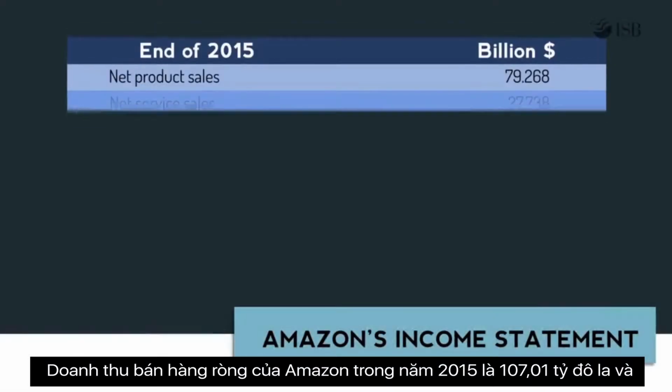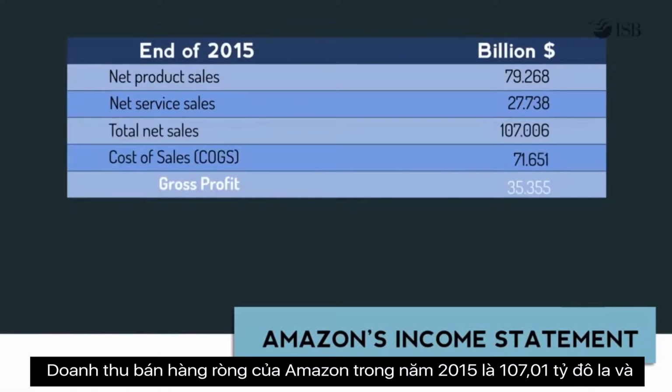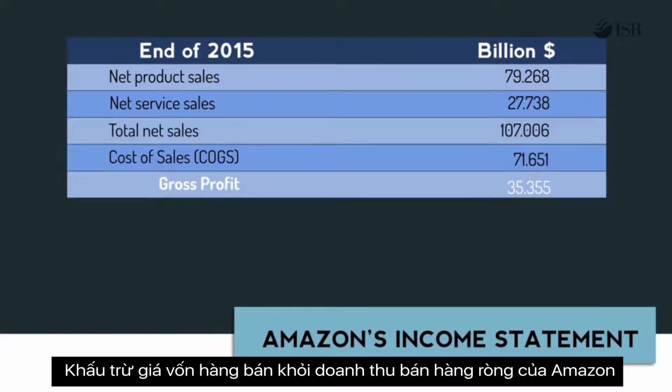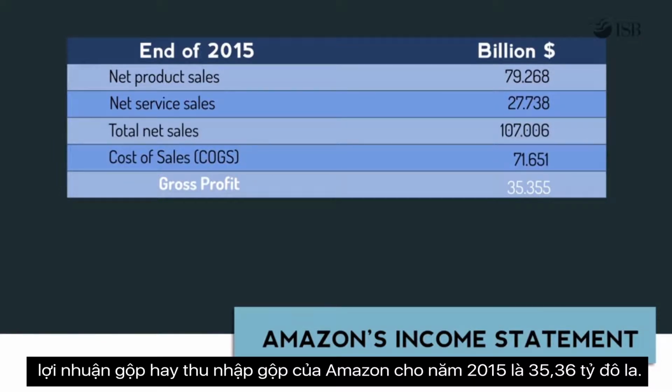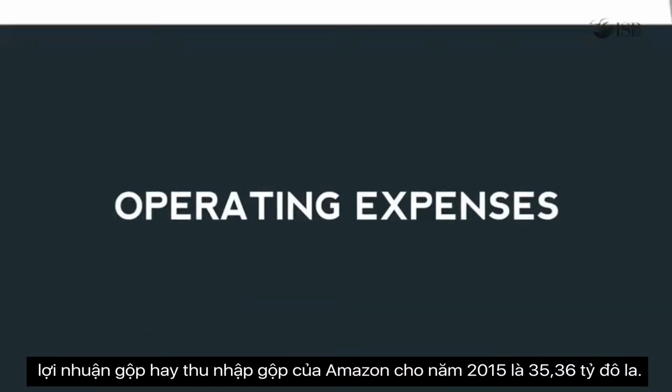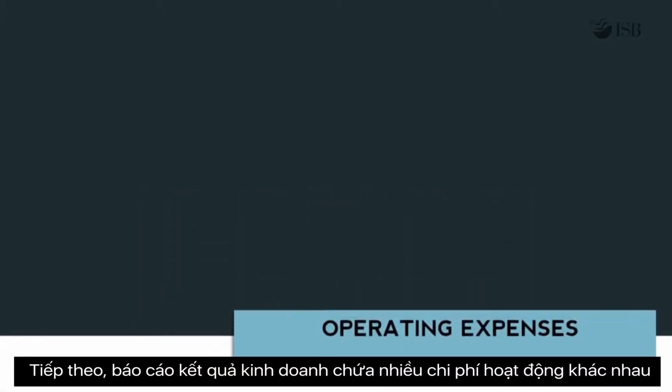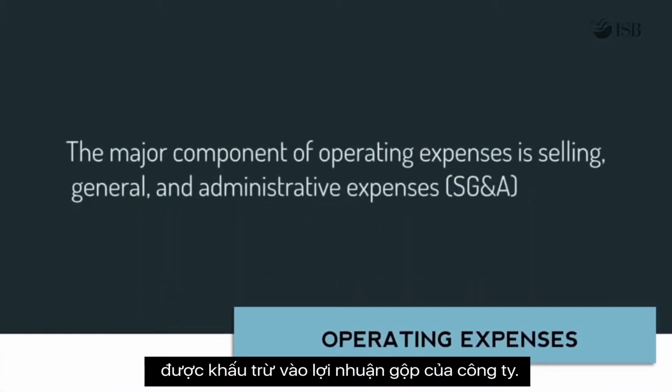Amazon's net sales in 2015 were $107.01 billion and its COGS were $71.65 billion. Deducting COGS from its net sales, Amazon's gross profits or gross income for 2015 were $35.36 billion. Next, the income statement contains various operating expenses, which are deducted from the company's gross profits.